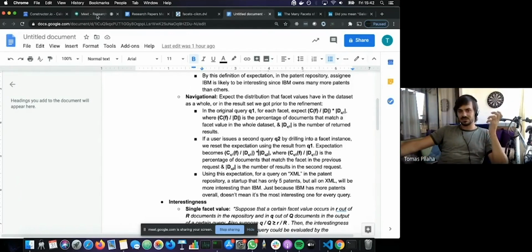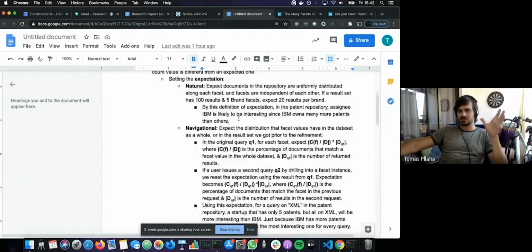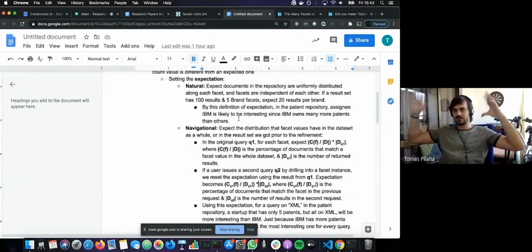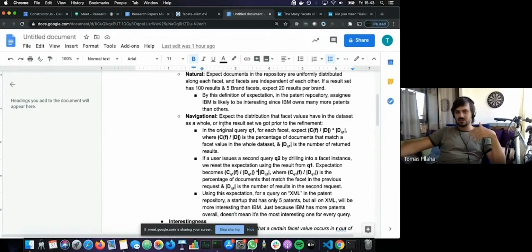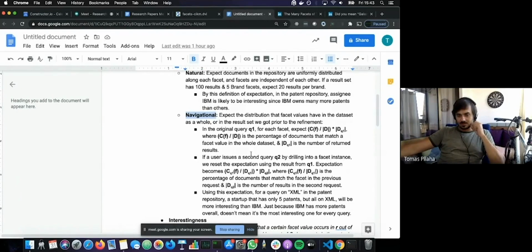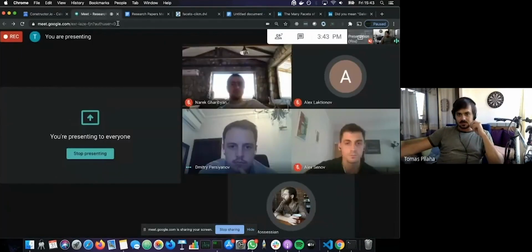Does this make sense? So the first one was the natural one, just expected always in all queries. We are surprised if anything has more than a uniform distribution. And in the navigational methods, someone that matches more on this query than they do on the whole data set is probably the more interesting facet to show. Is that clear?